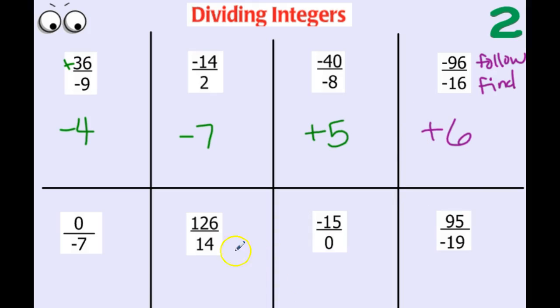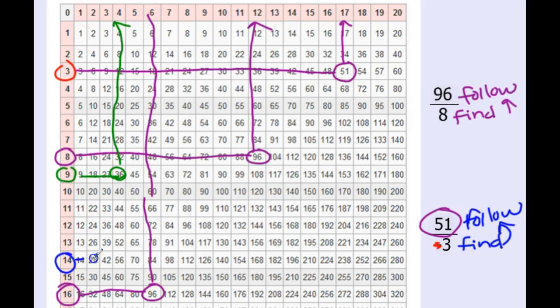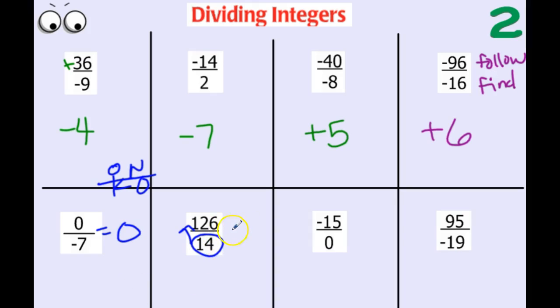Alright, next, if we find 7, you can't follow it to 0, so this is one of our okay or no questions. 0 is on the top, so your answer is okay. 0 divided by anything is 0. There is no such thing as negative 0. Next, I'm going to find 14 and follow it up to 126. So here's 14, 126, oh, there it is. And up we get 9. Both positive, so your answer is still positive.